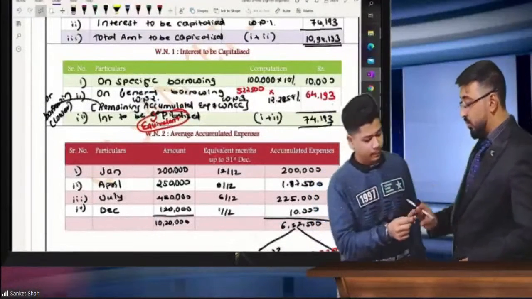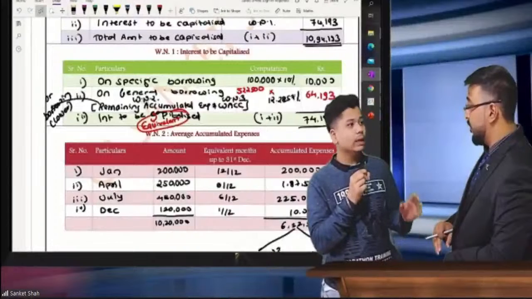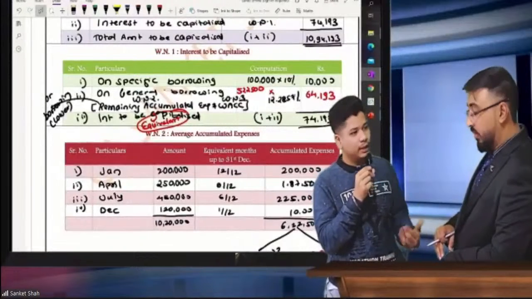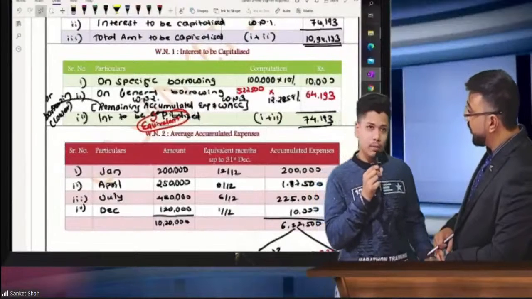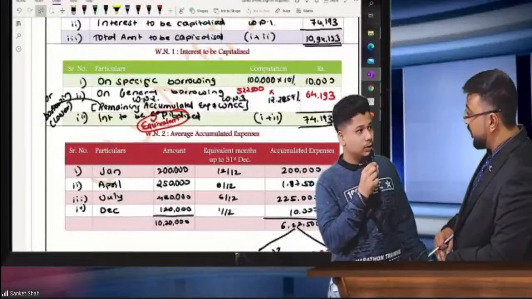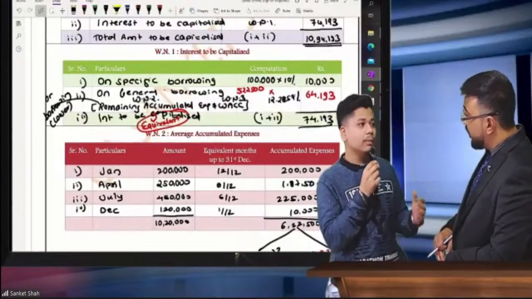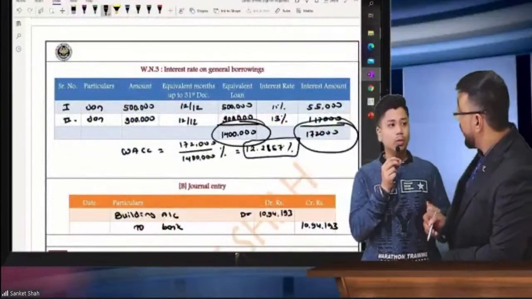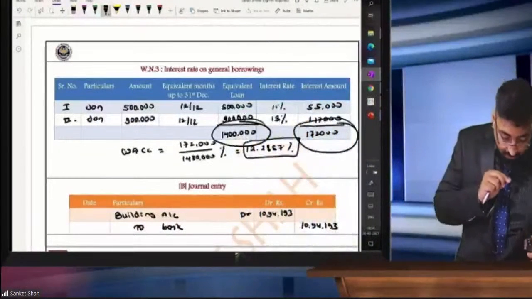Very good, very good. So the columns in accumulated expenses are serial number, particulars, amount, equivalent months up to 31st December, and equivalent amount, accumulated expenses. Correct. And then for WAC, it is serial number, particulars, amount, then equivalent number of months, borrowing amount, and equivalent number of months, and then we get the equivalent loan. Then we have the interest rate multiplied by the amount, and then you divide total interest by total equivalent loan. Very good, beta. Very good, Yash.